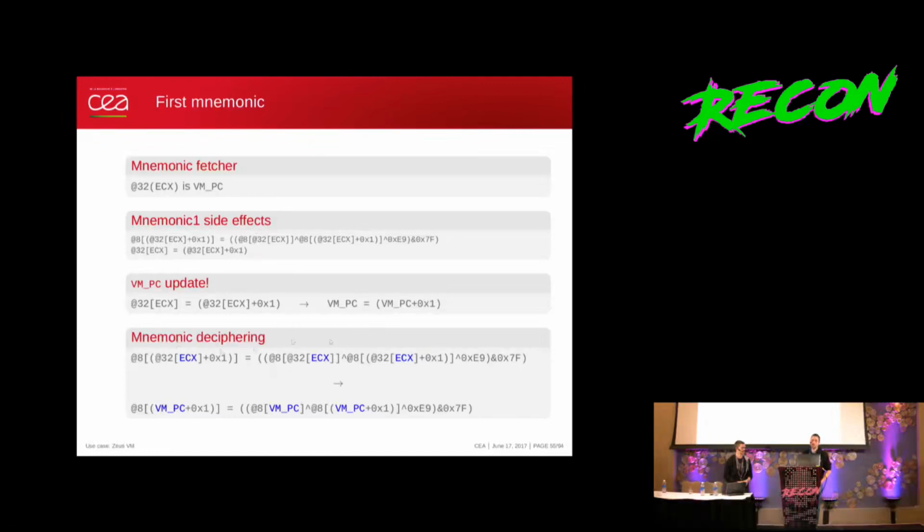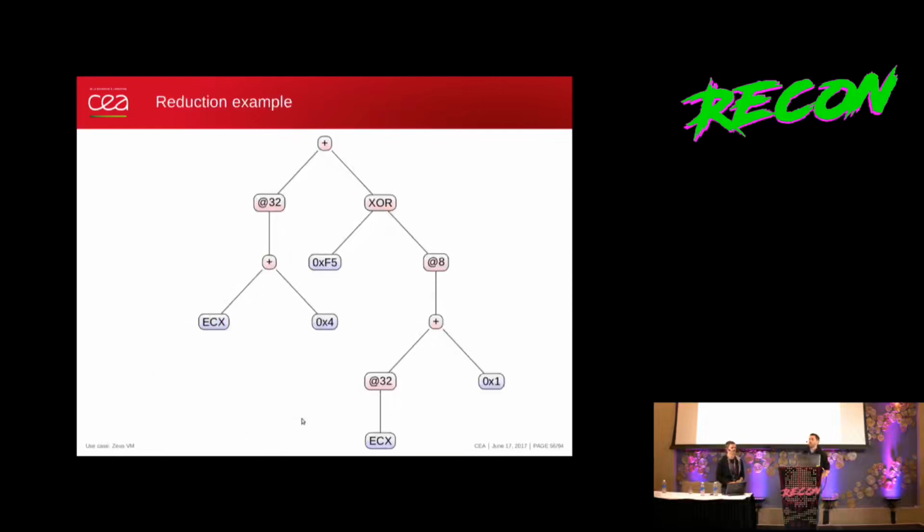The second one is more complicated. Here we have the virtual machine program counter, and we can see that the byte at the virtual machine program counter +1 is updated using XOR with strange constants and the current bytecode of the current mnemonic. So here, when you have done the symbolic execution, you may have some expression like that, and the idea here is to apply reduction rules to automatically get the high level semantic of the instruction. So to have those reduction rules, you have to do manual analysis.